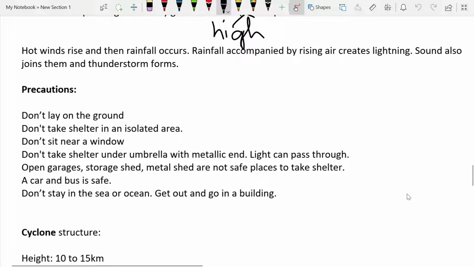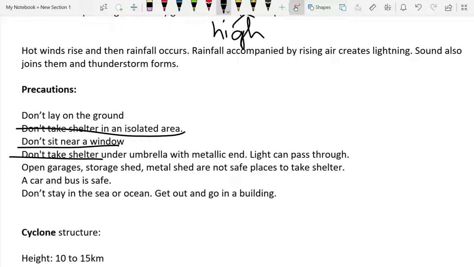Precautions. Don't lie on the ground. Don't take shelter in an isolated area, meaning there is only one tree and you take shelter in the tree. That's not really good. Don't sit near a window because the window can crash open because of high winds. Don't take shelter under an umbrella with a metallic end because lightning can pass through and give you a shock.